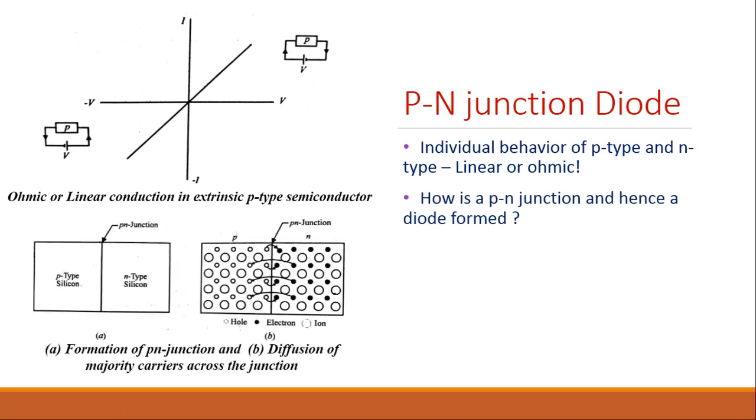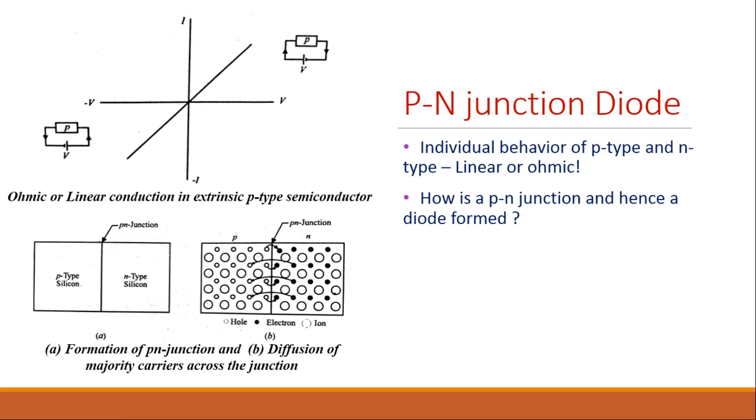So how is a PN junction, and hence a diode, formed? The figure to the left shows you the formation of a PN junction, and the figure to the right of this small figure shows you the picture after the junction is formed. The figure here shows two blocks of silicon doped uniformly, one with acceptor impurities, that is the P-type, and one with donor impurities, that is the N-type. The trivalent impurities are also known as acceptor impurities. The pentavalent impurities are also known as donor impurities.